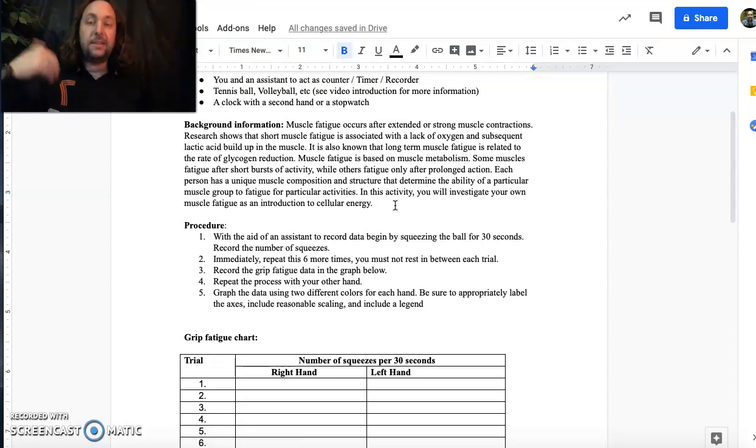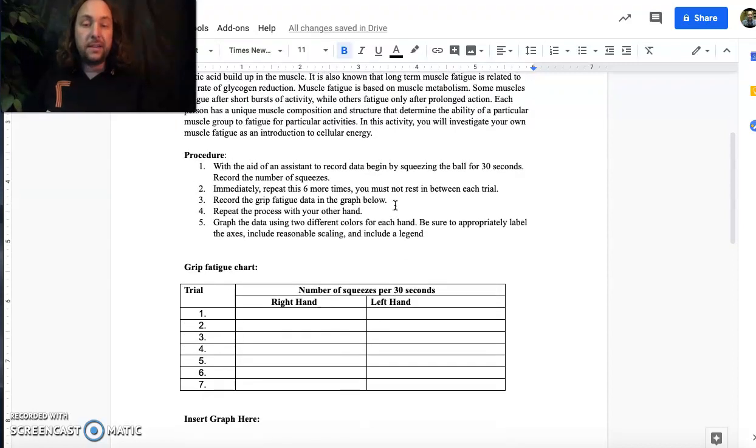For the next 30 seconds, you start again at 1, 2, 3, 4, 5, 6, 7, 8, 9, 10, and so on. But no breaks. And you've got to do this 6 times. You're going to get really tired by the end. If you don't get really tired, you're either not squeezing as fast as you could, or you didn't choose a ball that gives you enough resistance.